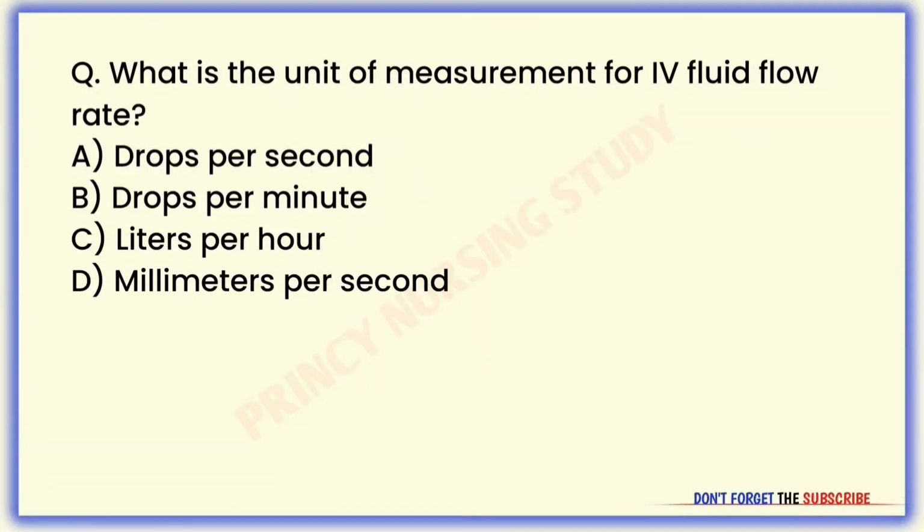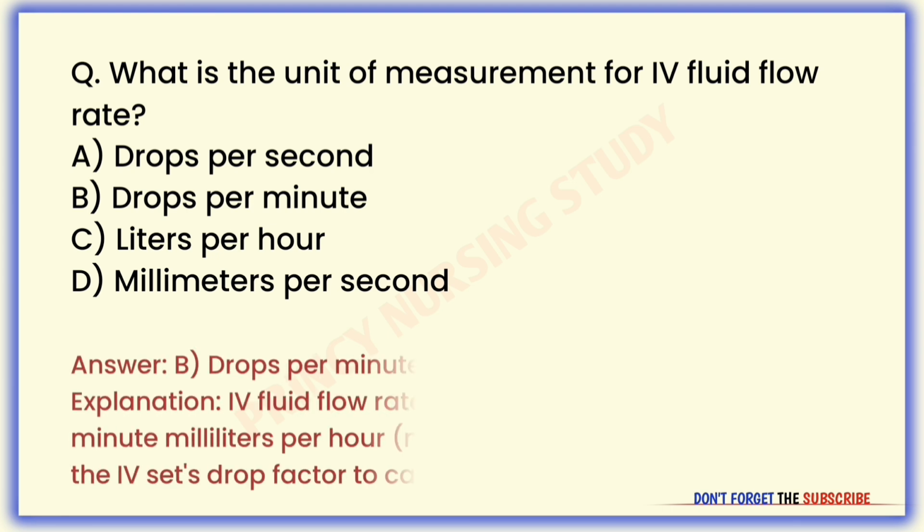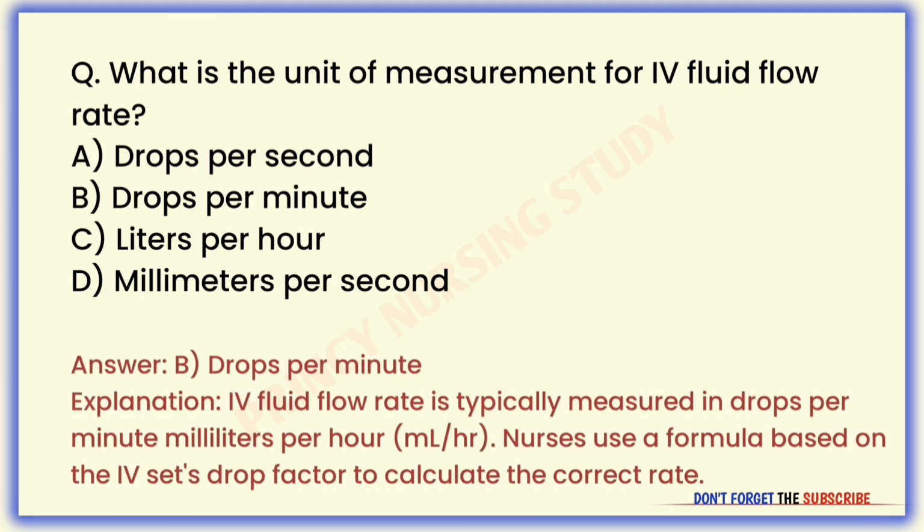Let's start with the first question. What is the unit of measurement for IV fluid flow rate? Correct answer is B. Drops per minute. IV fluid flow rate is typically measured in drops per minute or milliliters per hour. Nurses use a formula based on the IV set's drop factor to calculate the correct rate.